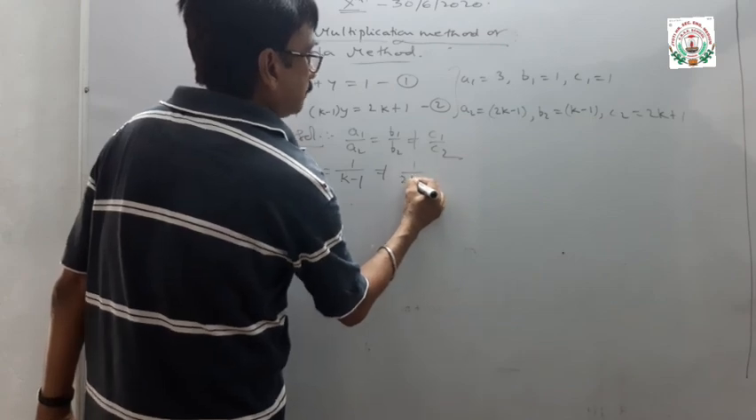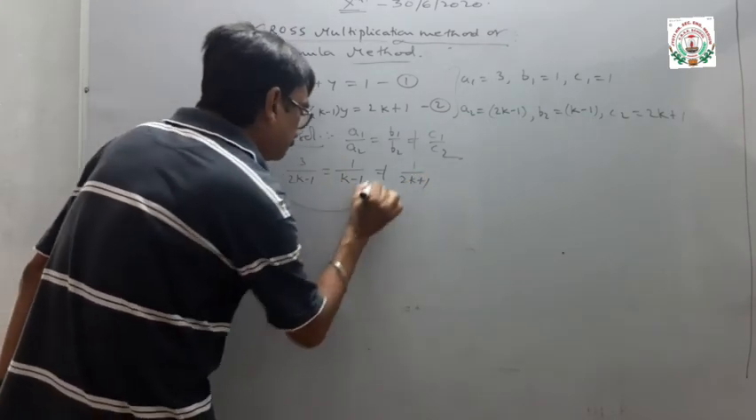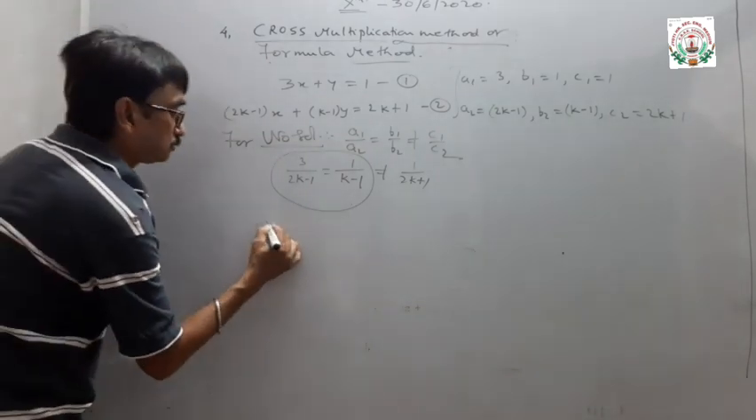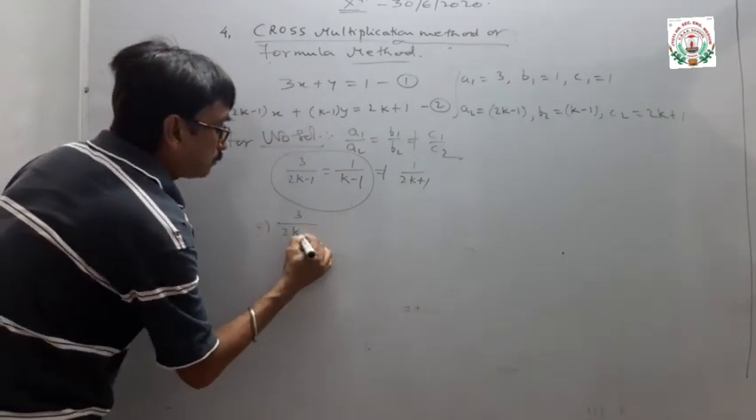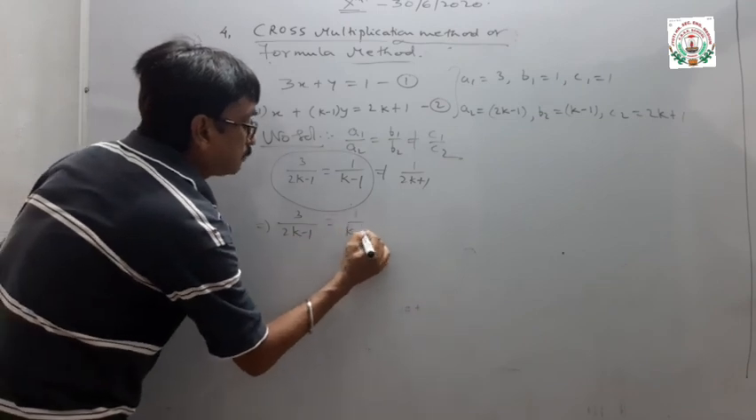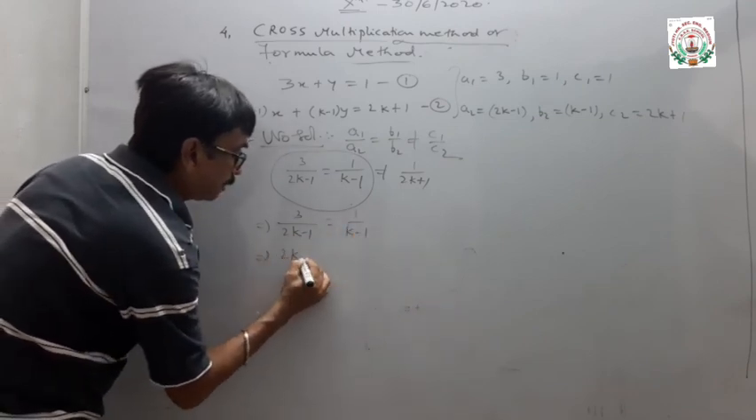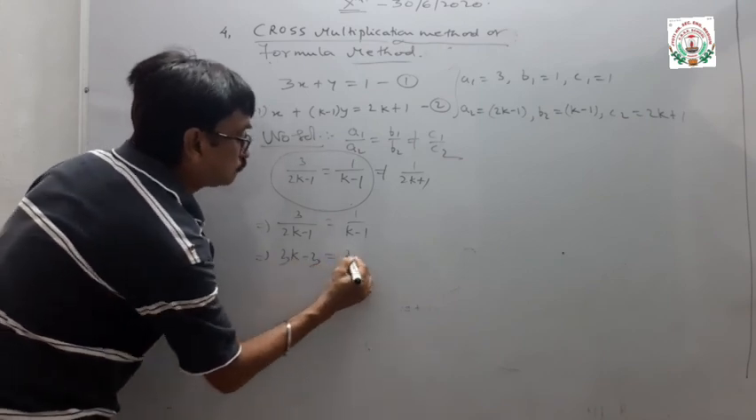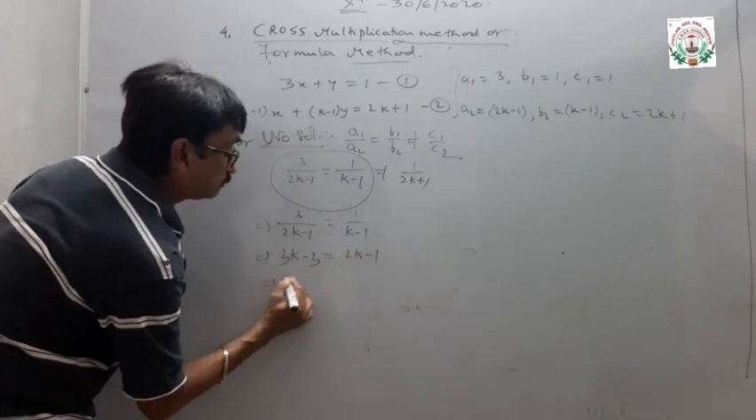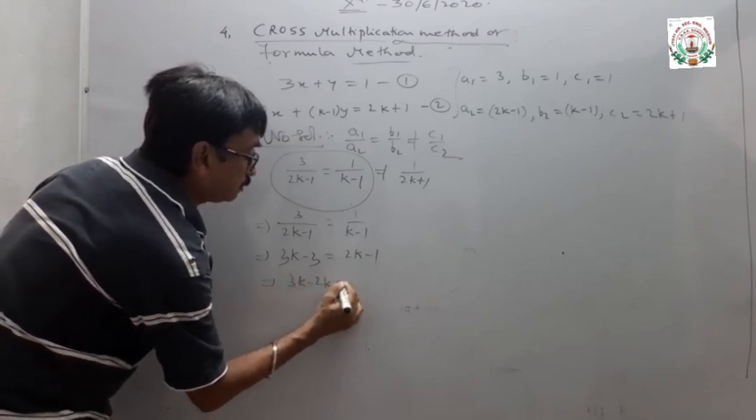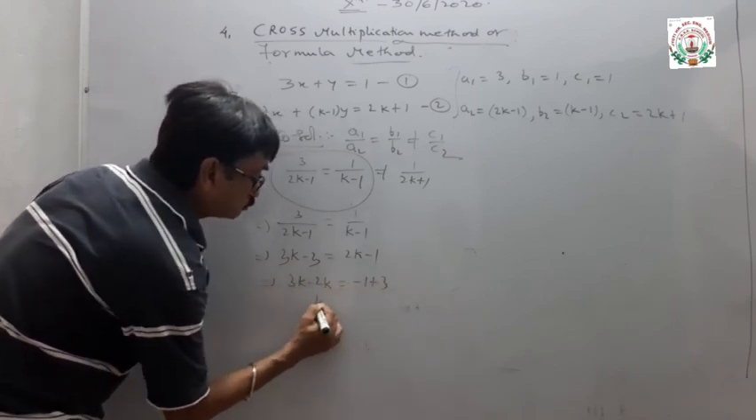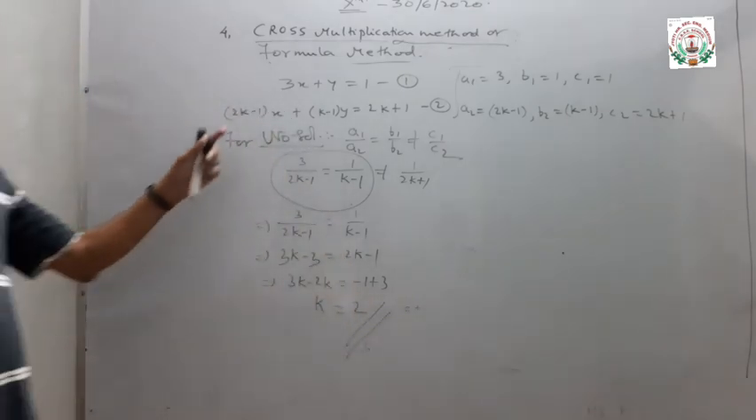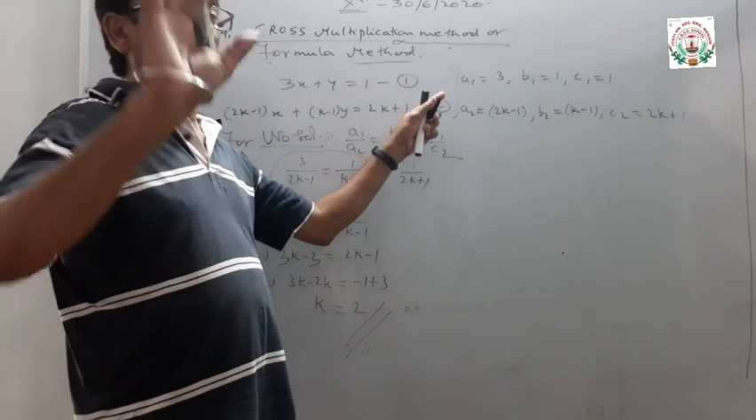अब ये दो इक्वालिटी रेशियोज है, इन दोनों को अपन लेके k की वैल्यू सॉल्व कर देंगे. 3 upon 2k minus 1 equals 1 upon k minus 1, 2k minus 2 equals 3k minus 3, equals to 2k minus 1, 3k minus 2k equals to minus 1 plus 3. So k is equals to 2. That is our final answer for getting the condition of no solution.